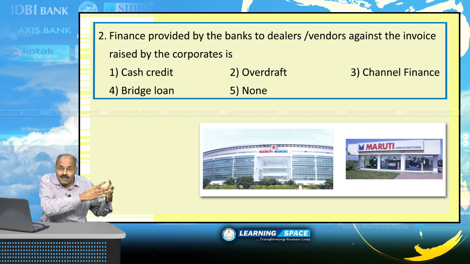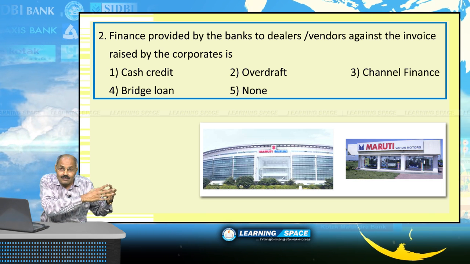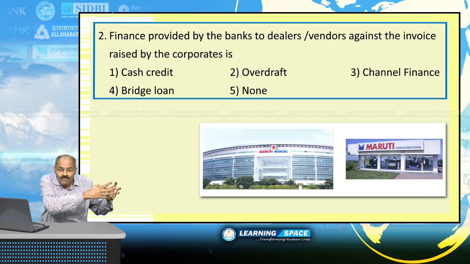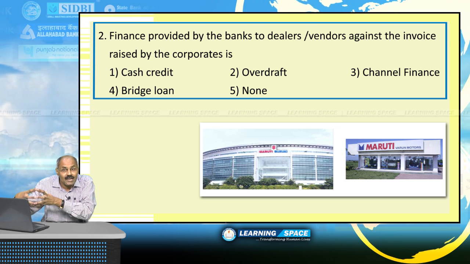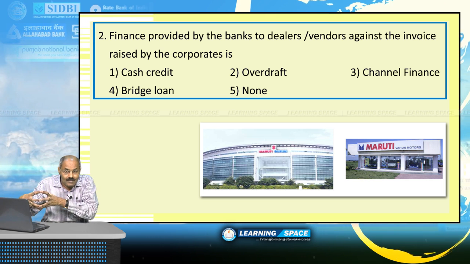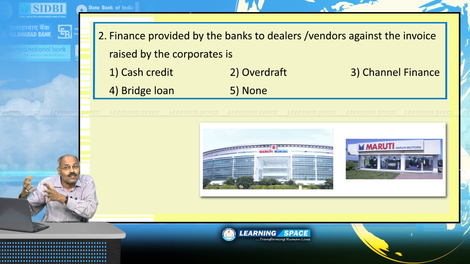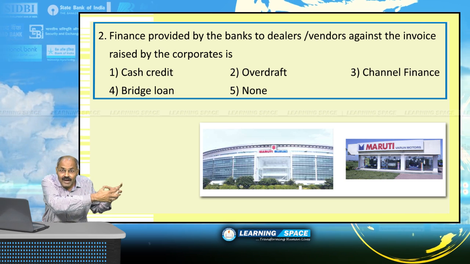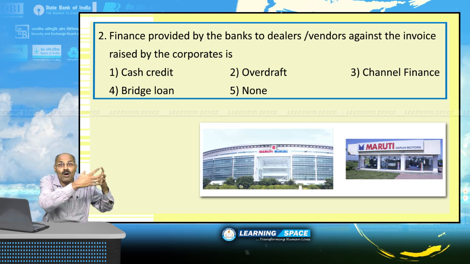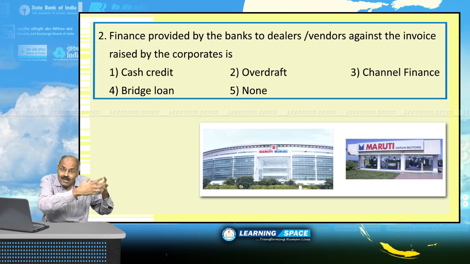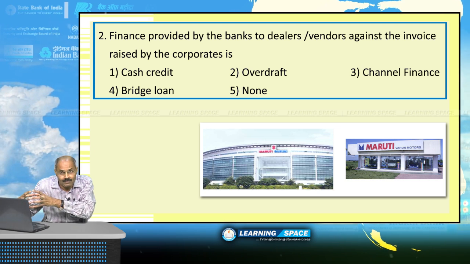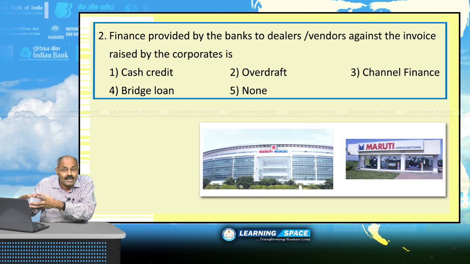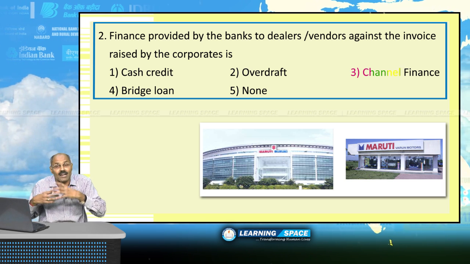The Maruti factory at Manesar will send the cars to their dealer at Bhopal. Let us assume the Manesar factory sent 1000 cars to the dealer in Bhopal. It will take some time for the dealer to sell those cars. By sending 1000 cars, the Maruti factory at Manesar will raise an invoice, stating that I have sent 1000 cars to Bhopal. Against that invoice, banks will give a loan to the dealer at Bhopal. That is called channel finance.